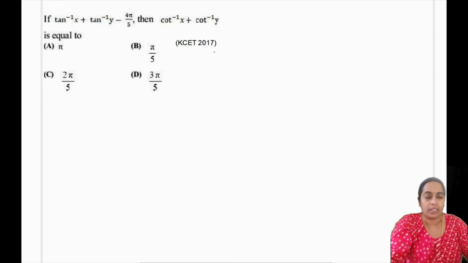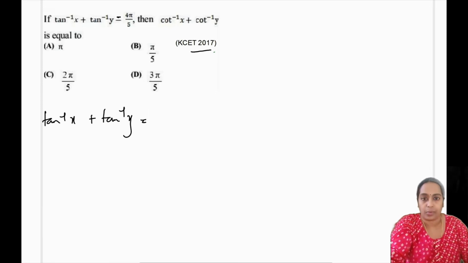The question says, this is from KCT question paper 2017. Tan inverse x plus tan inverse y equals 4 pi by 5. Then what is cot inverse x plus cot inverse y? So if you look into the question, the details given are tan inverse x and tan inverse y. What is asked is cot inverse x and cot inverse y. So we just need to do the conversion of tan inverse x to cot inverse x and tan inverse y to cot inverse y.